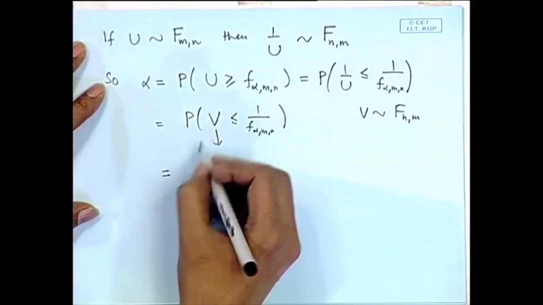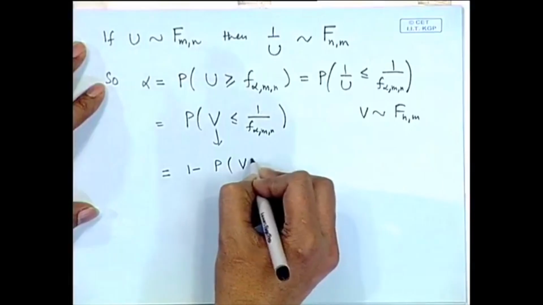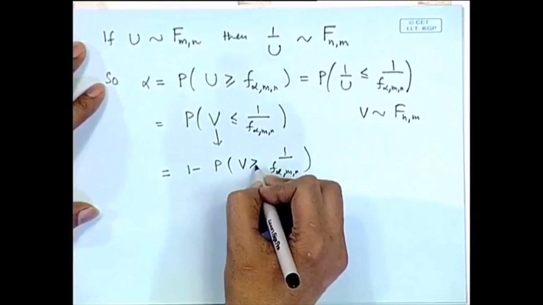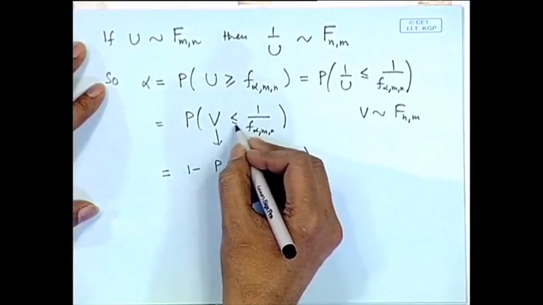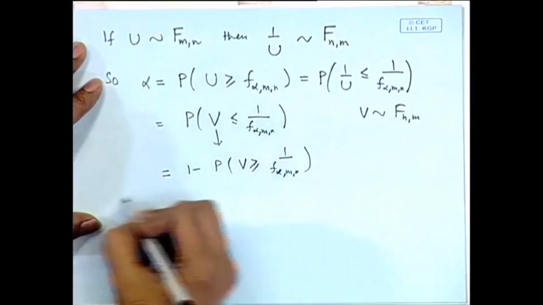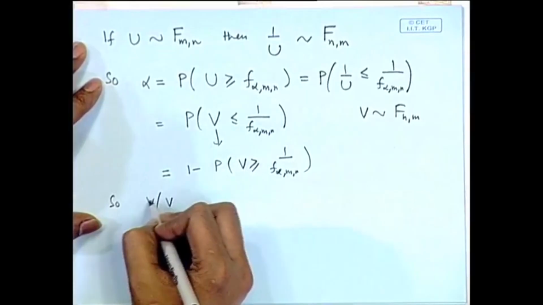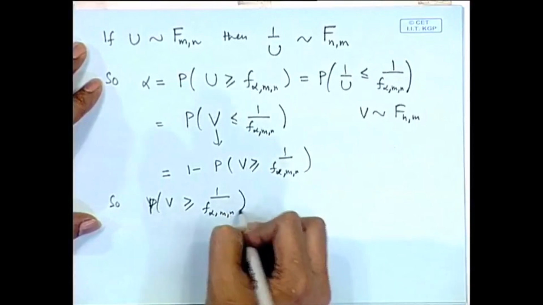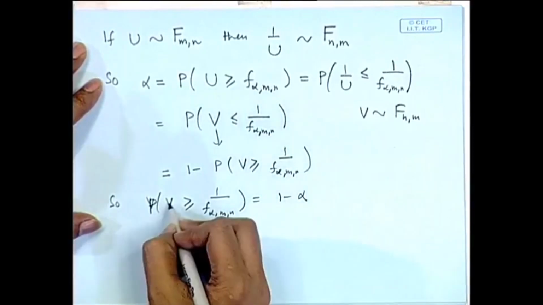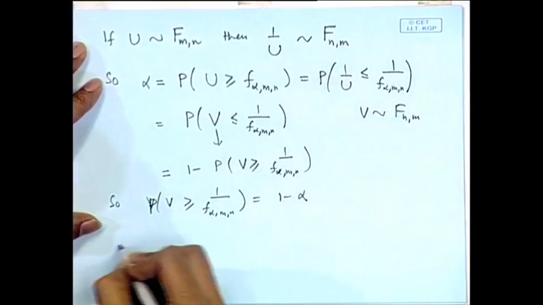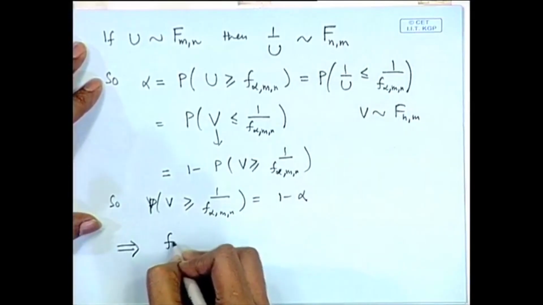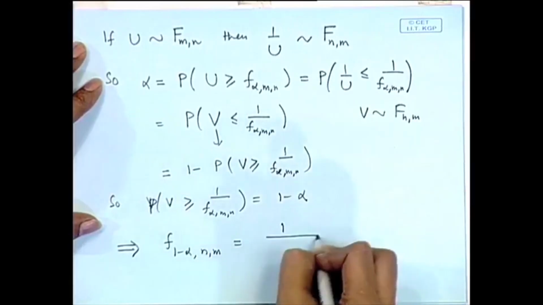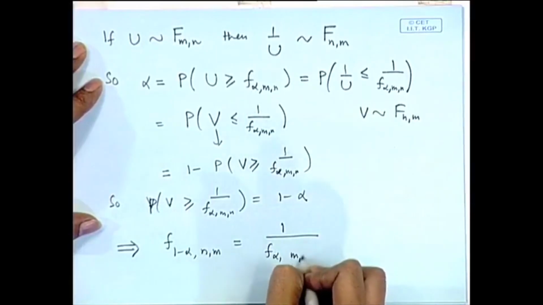So, if I am saying that v greater than 1 by f alpha m n, this equality or inequality does not play any role here because of the continuous distributions. So, I am saying the probability of v greater than or equal to 1 by f alpha m n is equal to 1 minus alpha, but v is an f n m variable. This implies that f 1 minus alpha n m is equal to 1 by f alpha m n.